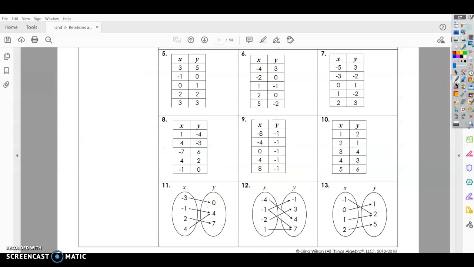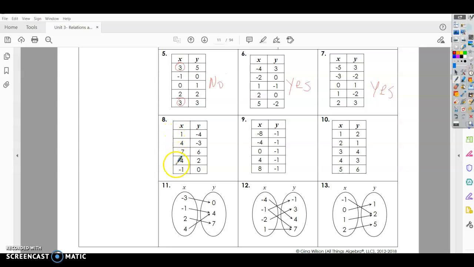All right, the next ones are in a table, but it's exactly the same thing. We're looking at the domain to see if this is a function or not. So 3, -1, 0, 2, 3. Again, those are the same, so this is not a function. -4, -2, 1, 2, 5. Those are all different, so yes, it is a function. -5, -3, 0, 1, 2. Yes, that one's a function.